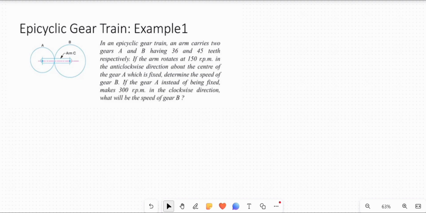So let's look at this example. Gear A, gear B, we've got that arm. Okay, the arm is arm C. This is, I think, the simplest form of an epicyclic gear, because in the last video I had this one, and then I had that picture of an actual gearbox, and I had that animated thing I showed you.